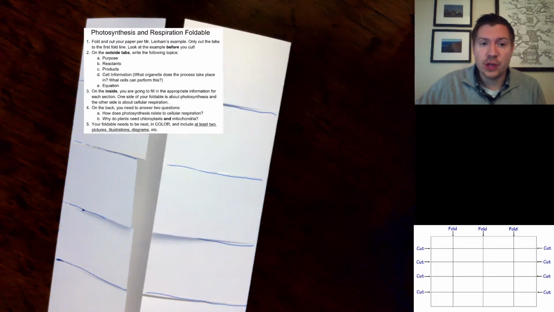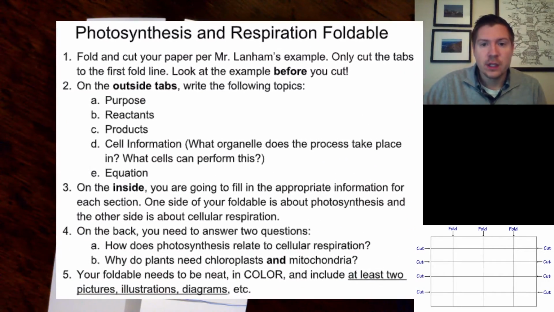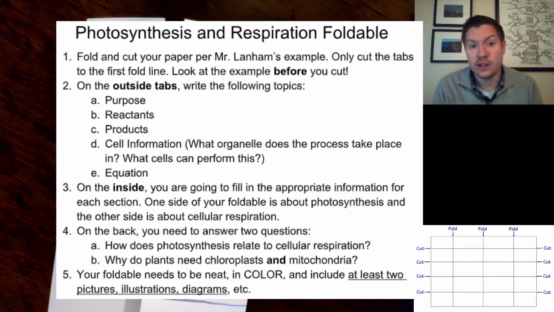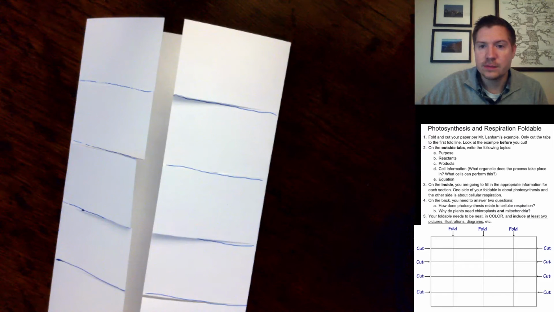Okay, so I'm going to go ahead and open up my directions. Right, and then it gives me the list that I should put on the tabs. Purpose, reactants, products, cell information, and equation. So those are my labels for my 5 outside tabs. So I'm going to go ahead and fill those out. So let's put our directions back away here.